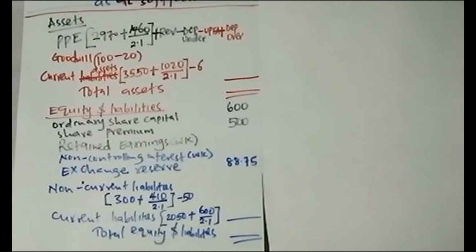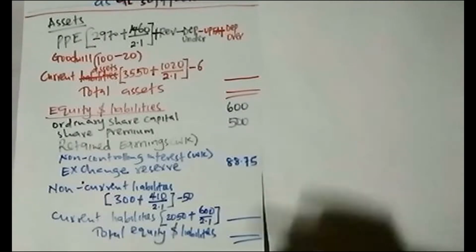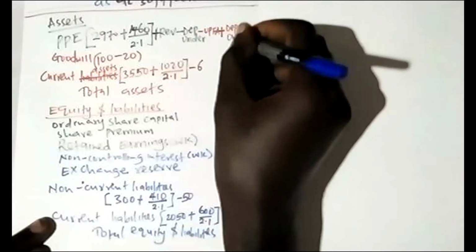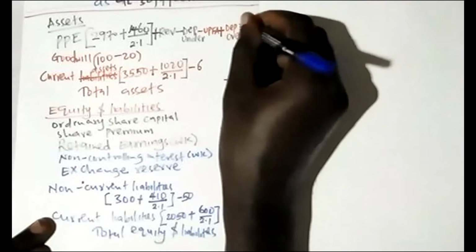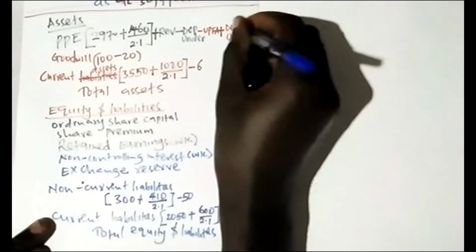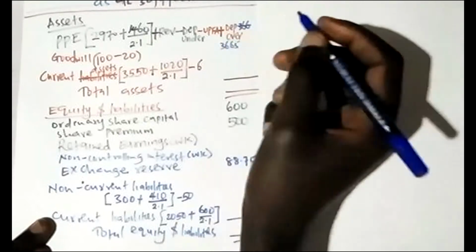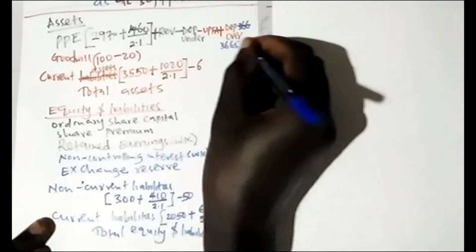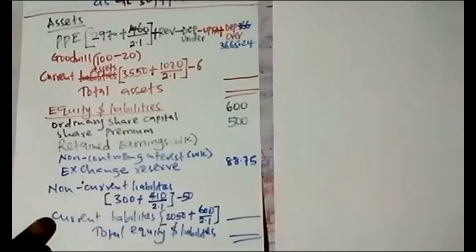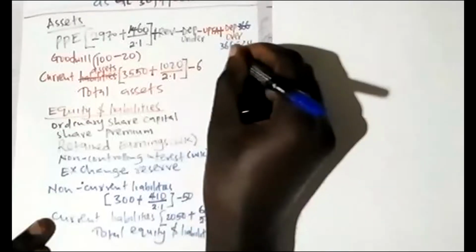computations. So for the first one, I take 2970 plus 1460 divided by 2.1. So my answer is 3665. So I can record here, as per my calc, 3665.24. Then this one is direct. For goodwill, it's 80.